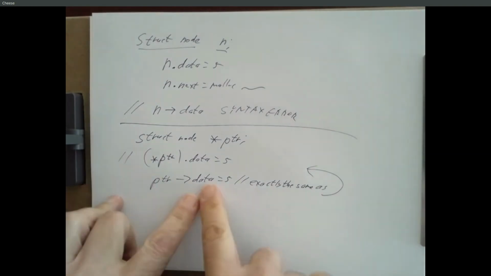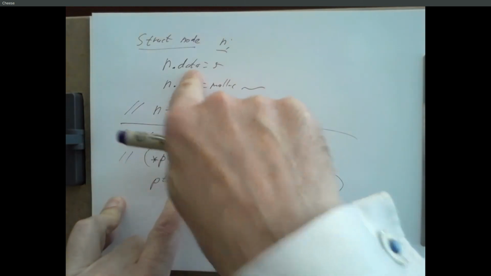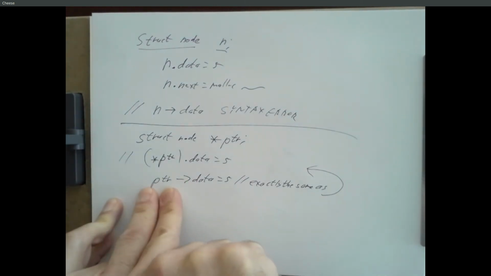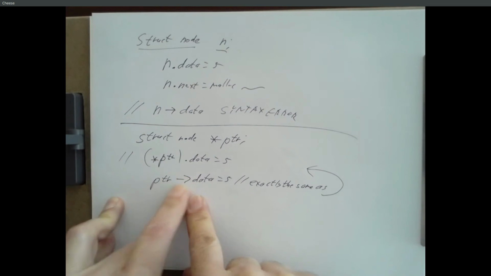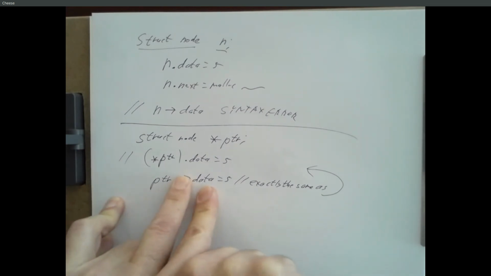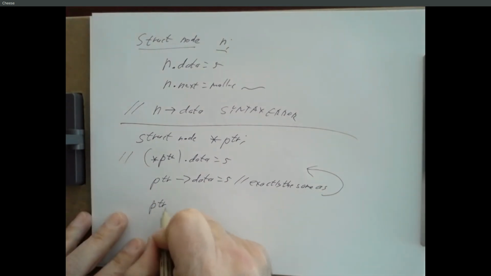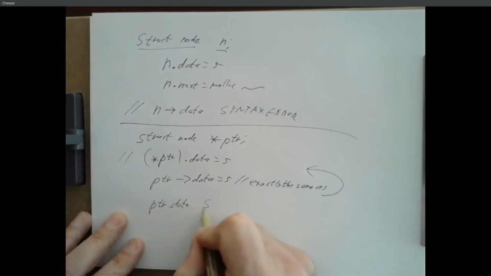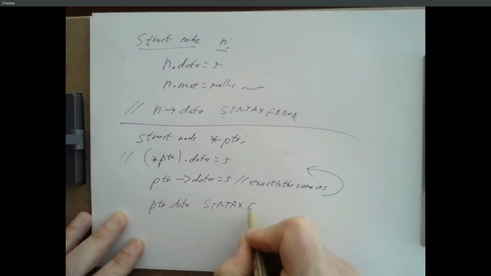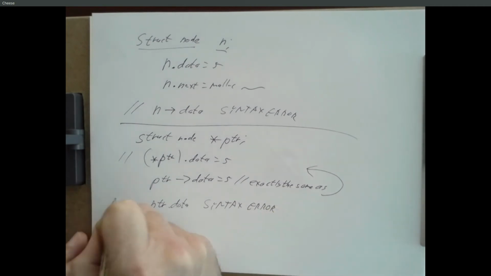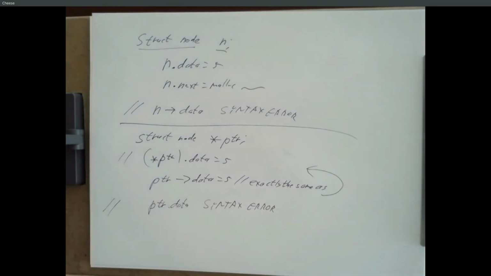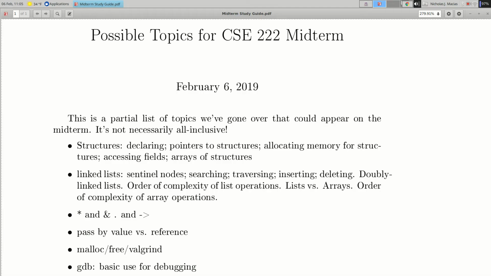So pointer arrow data, think of it as the same as pointer dot data, except this is actually a pointer to a struct node. So the arrow says first take the thing it points to and then grab the field name data. Or pointer arrow next, or things like that. And in this case, if we tried to say something like pointer dot data, that's a syntax error. So you've been doing that for a few weeks, right?